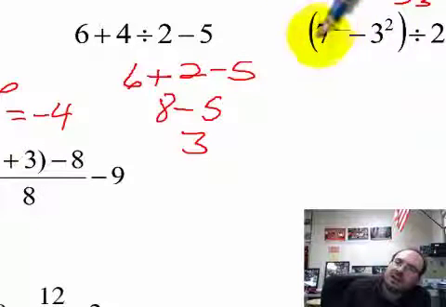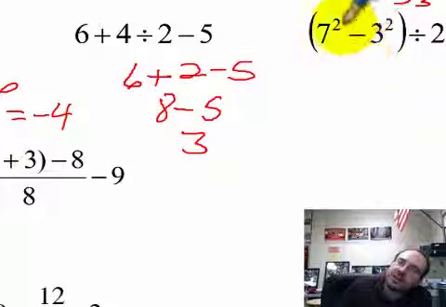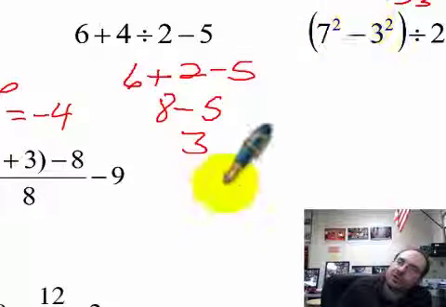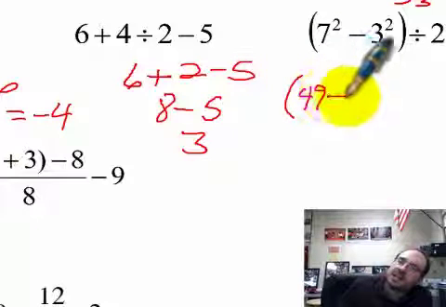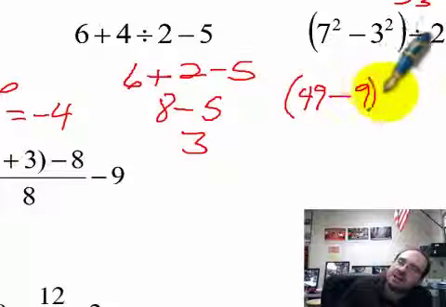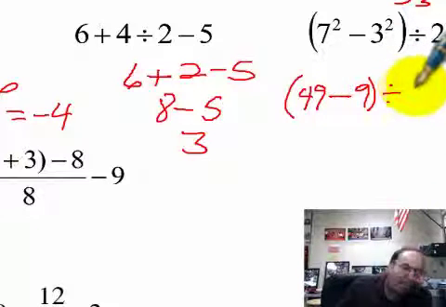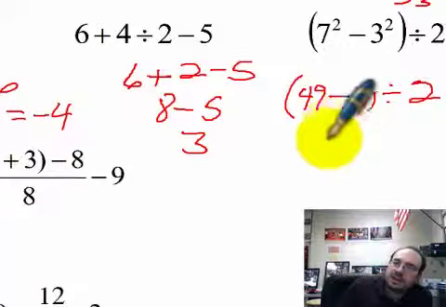Okay, so 7 squared. I have parentheses, I have division, but I do what's in the parentheses first, so I jump inside the parentheses, and in there I have lots of things going on. I have powers and I have subtraction, so I do the powers first. I get 49 minus, and then here I have 9, and then divide by 2, and that gives me 40.